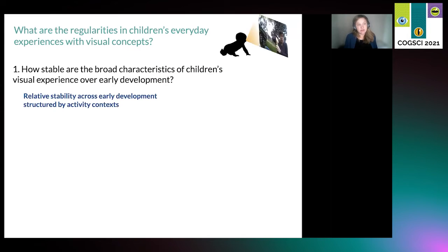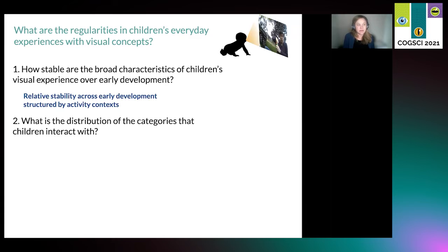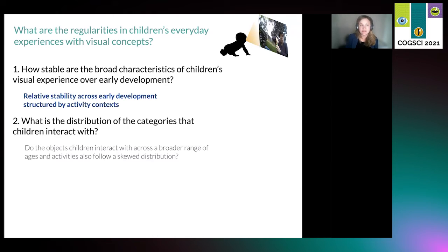So in answer to our first question, we see relative stability over early development in these two children. That seems to be driven by the activities they participate in. Second, we're going to tackle the distribution of the categories that children are actually interacting with. And we want to know in particular whether the objects that children interact with across a broader range of ages and activities also follow a skew distribution, much like the initial study by Clark et al.